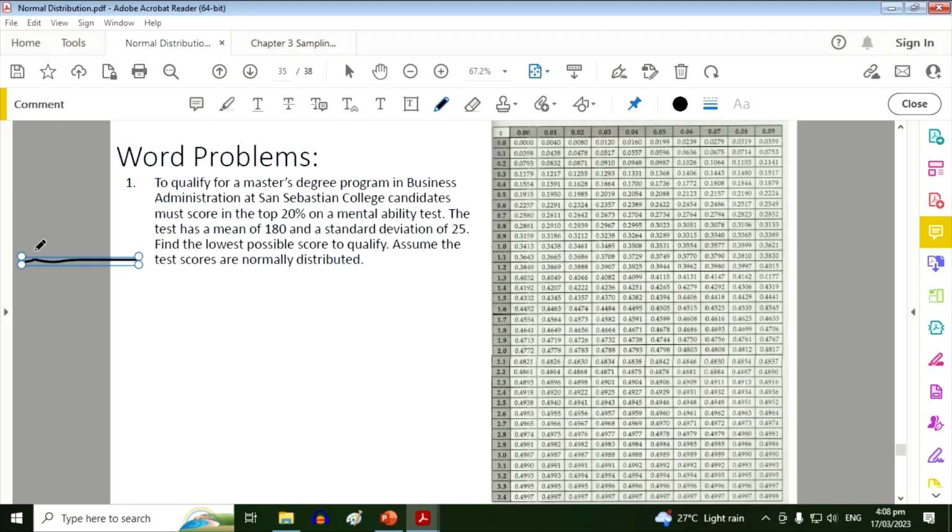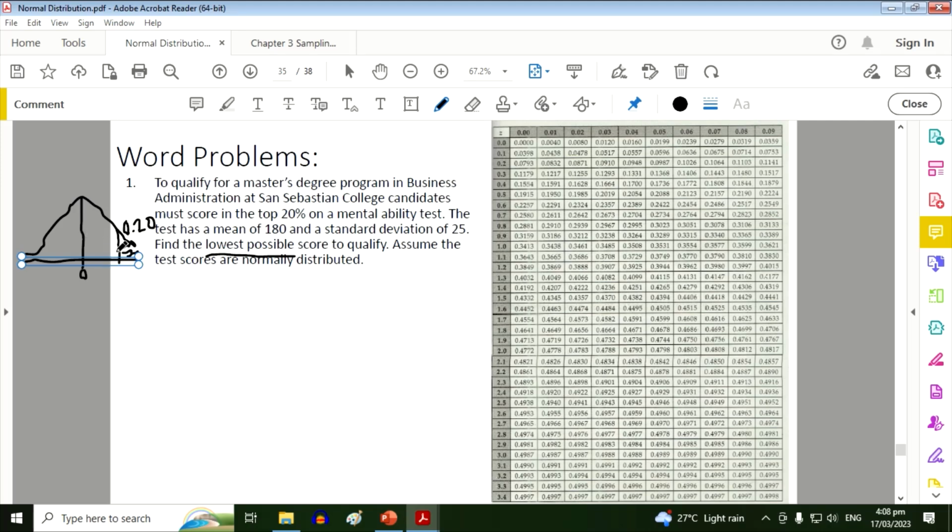Okay, so top 20%. So where is the top 20%? Is it on the left side or the right side? So top means here on the right side. So this is the top 20%, or the 0.20. Okay. The test has a mean of 180 and a standard deviation of 25. Find the lowest possible score to qualify. Assume that the test scores are normally distributed.